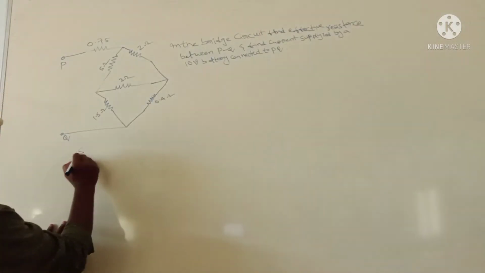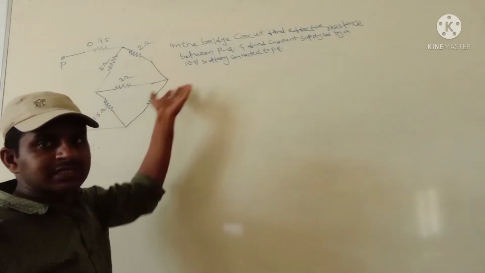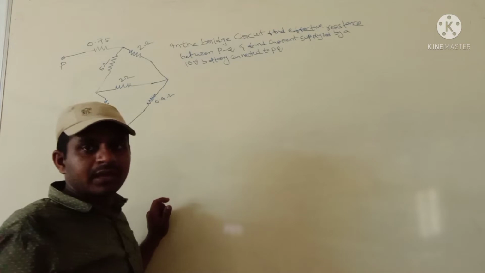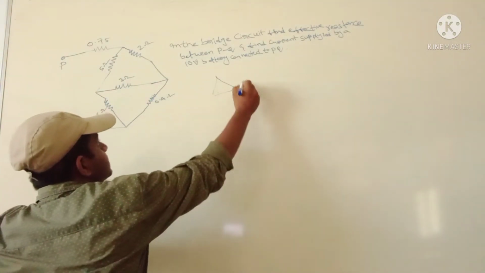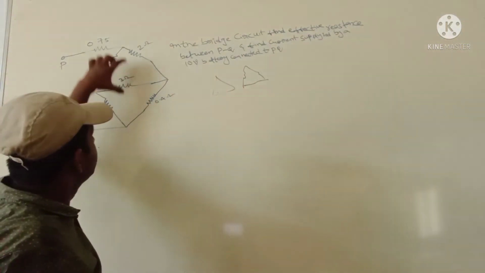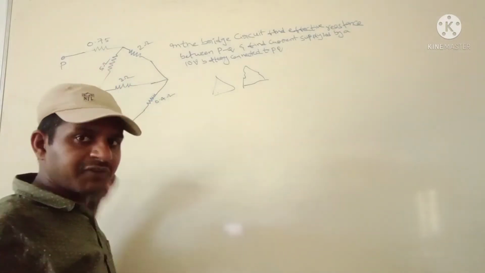So the solution to the above problem is: if you observe the total circuit diagram, you can clearly understand that all are delta connected networks. This is one delta and this is the other delta. All are delta connected, so this is not easy to solve directly.